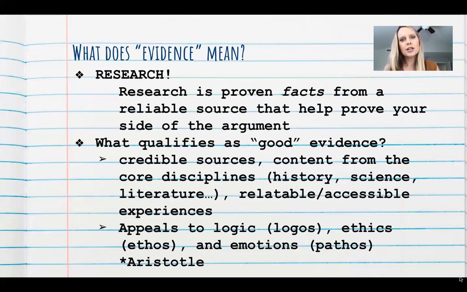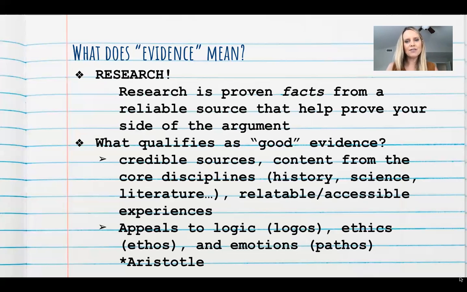And as we're constructing an argumentative essay and looking for evidence, your evidence should fall under one of these three categories. These are the rhetorical appeals that have been coined by Aristotle. Those are appeals to logos, ethos, and pathos. Logos meaning logic, ethos meaning ethics, and pathos meaning emotion.